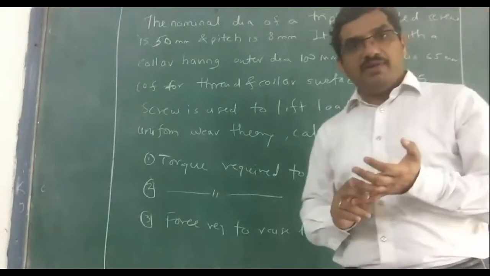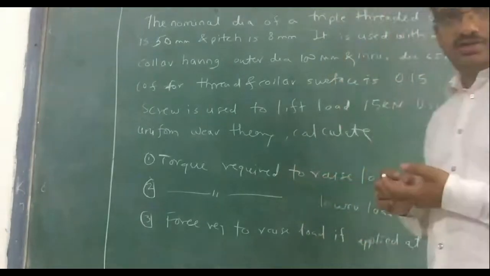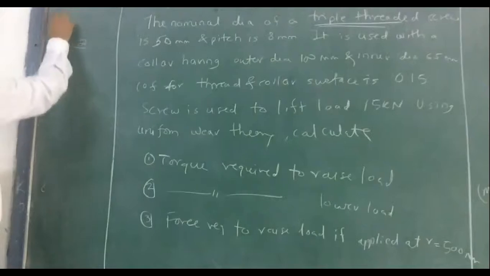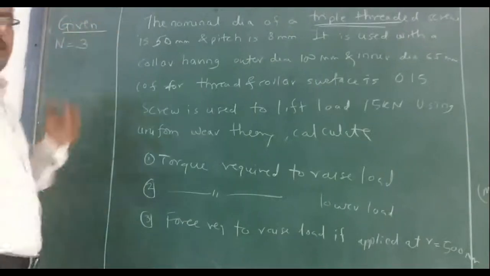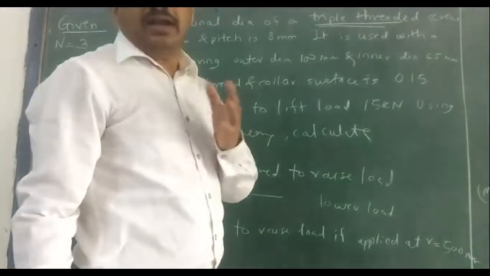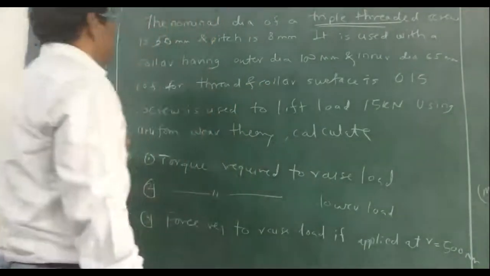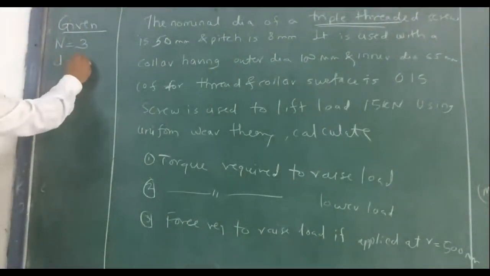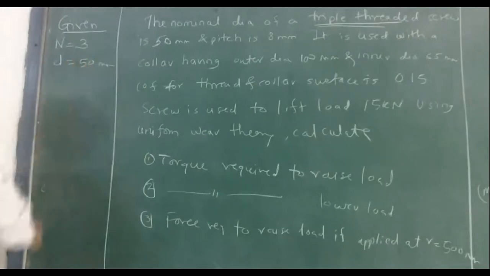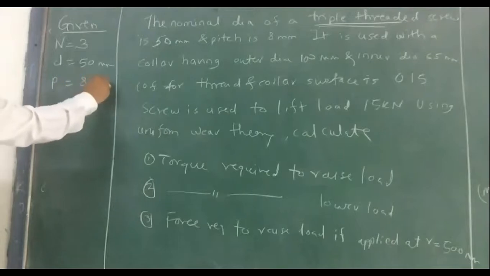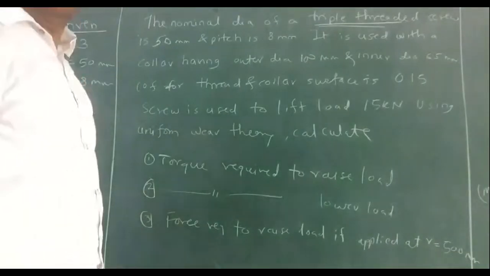So we are given a nominal diameter, and the pitch is 8, and it is triple threaded. That means the number of starts is 3. As we generally do, while reading the problem itself, we try to understand and get a complete grasp of it. So we have the number of starts as 3, the diameter is 50 mm, and the pitch is 8 mm. These are the details about the screw.